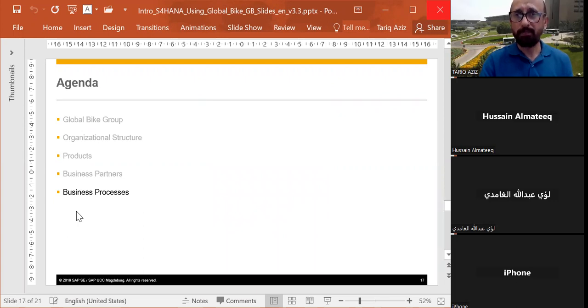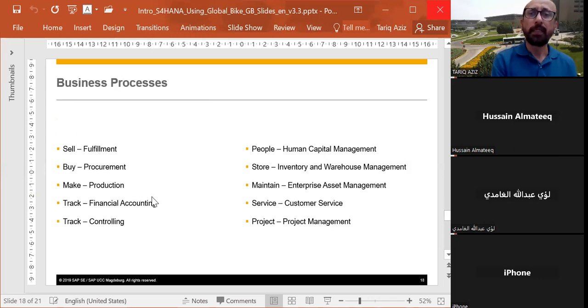Now we'll talk about some business processes. Guys, we already talked about Global Bike group. We talked about the structures, we talked about the product, and we talked about the business partners. And now we are talking about the business processes. These are the business processes which they have implemented in SAP for this company.